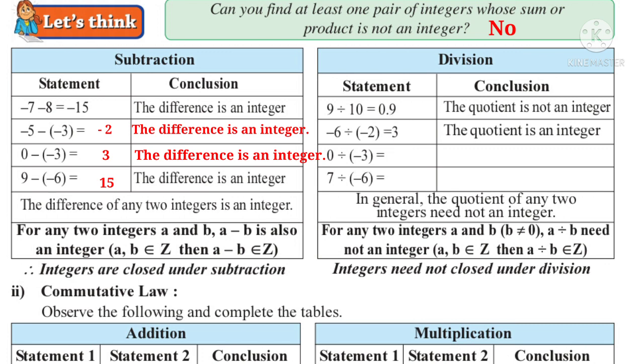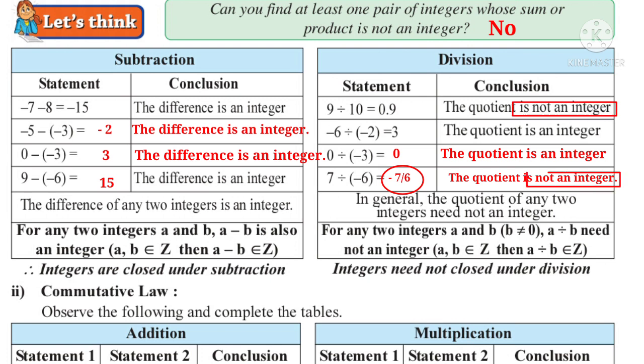0 divided by minus 3. 0 divided by any number gives 0. So 0 is an integer. 7 divided by minus 6 gives plus divided by minus is minus. So minus 7 by 6 is not an integer. So after division, the quotient we get, minus 7 by 6, is not an integer.